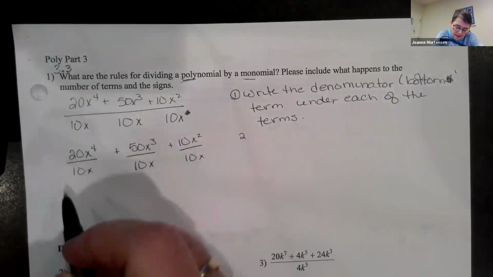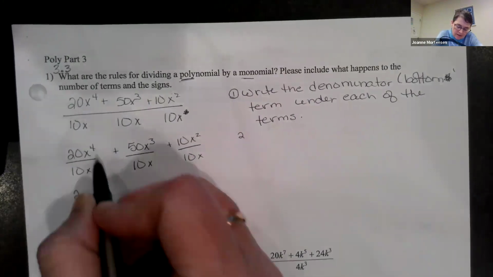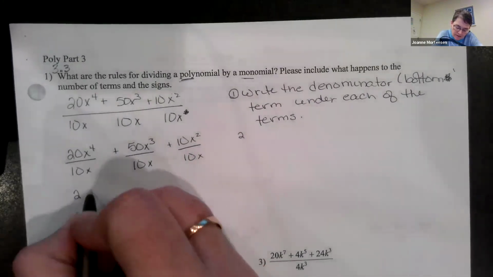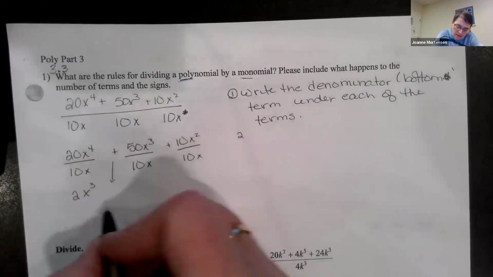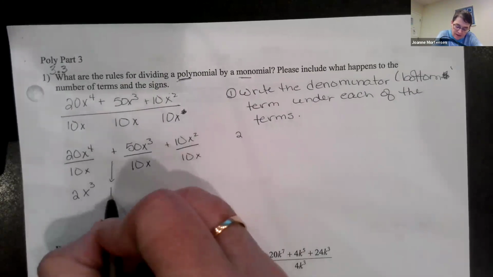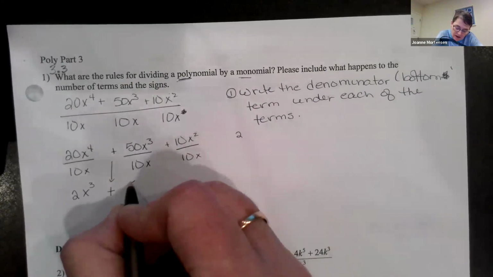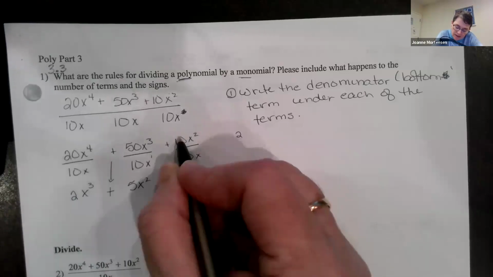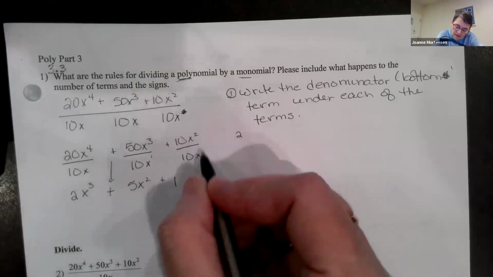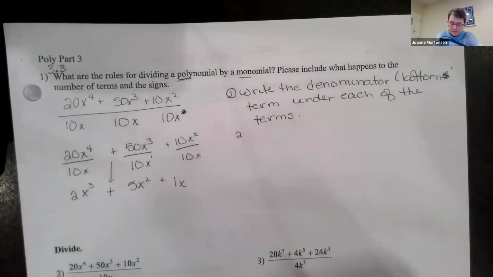20 divided by 10 is 2. x to the 4 divided by x is going to give me x cubed. The cool thing is the signs come down. 50 divided by 10, oh, sorry, signs come down. I should write it. So it's going to be 5x squared. I'm subtracting my exponents. Plus 10 divided by 10 is 1. x squared divided by x is x. That's it.